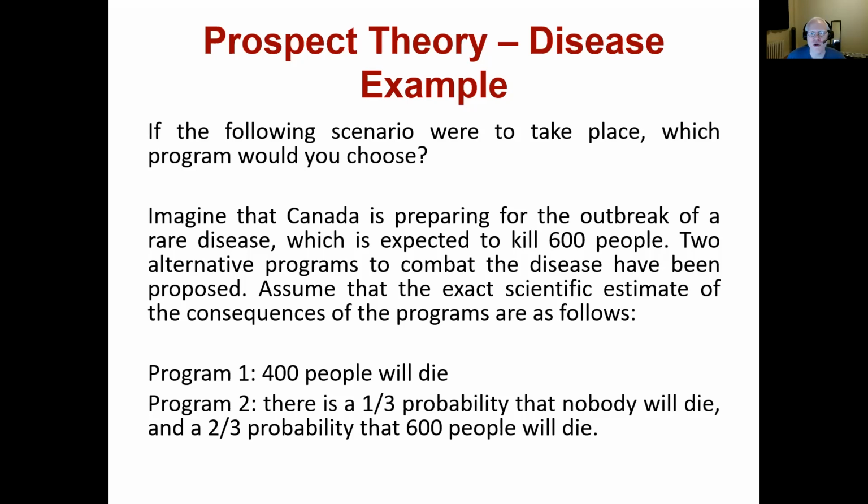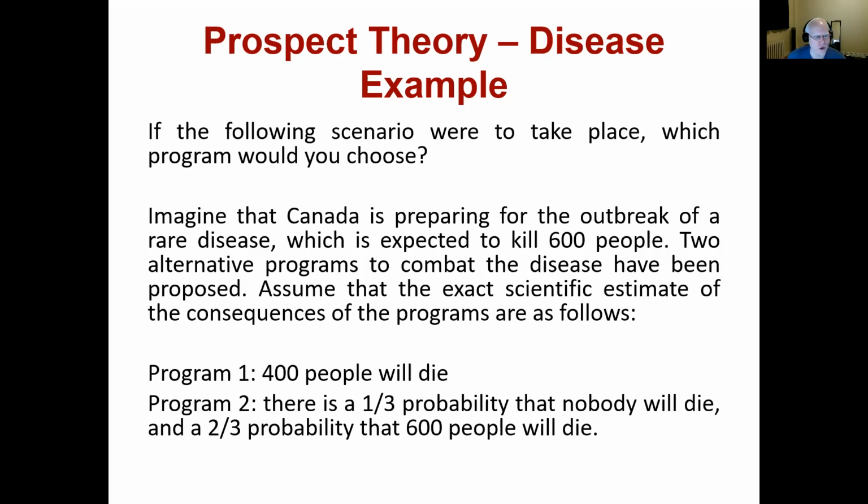In both cases, 200 people are expected to be alive. The only difference is one's a sure thing and one's a gamble, right? So your choice between program 1 and program 2 really comes down to, are you risk averse or risk loving, right? If you're risk averse, you're going to go with the sure thing. If you're risk loving, you'll go with the gamble, right?